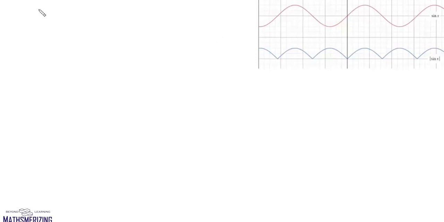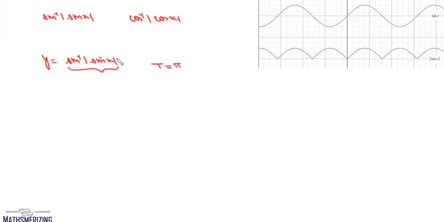In this video, we'll be discussing graphs of sine inverse of mod sin x and cos inverse of mod cos x, and we'll also discuss some questions related to it. Now, when we look at this function, which is y equals sine inverse of mod sin x, we know that this function will be periodic with period pi, because the period of mod sin x is pi. So what we'll do is draw the graph of sine inverse of mod sin x in 0 to pi, and then we'll repeat the graph for all other intervals.